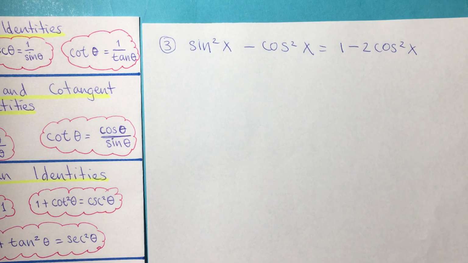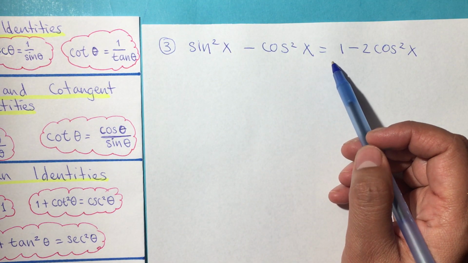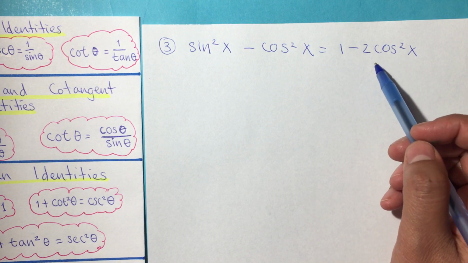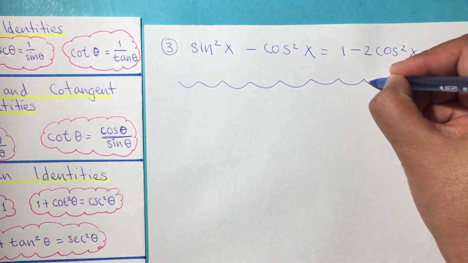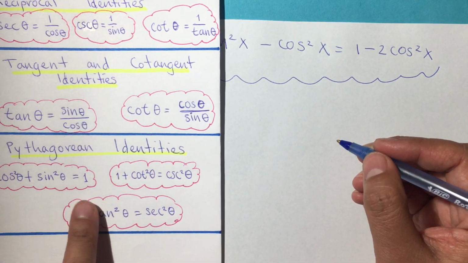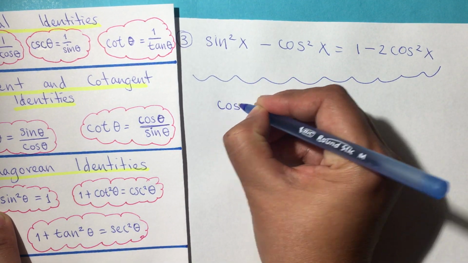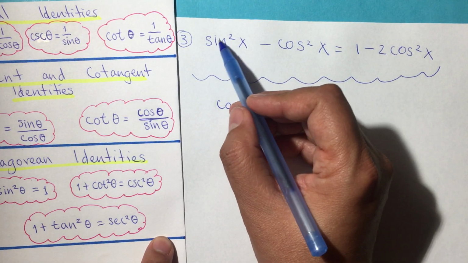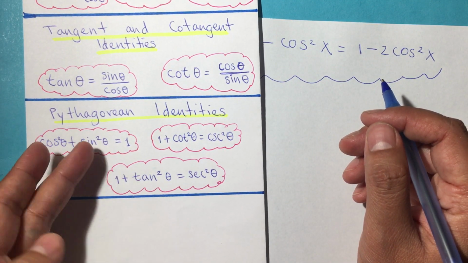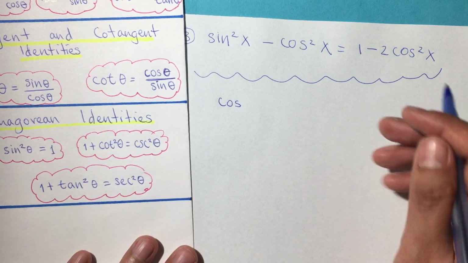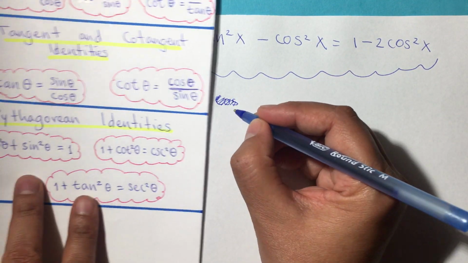Number 3, they're asking us to prove sine square of x minus cosine square of x equals 1 minus 2 cosine square of x. And so again, we have to start from our first proof of the Pythagorean identity, which is cosine. But you know what? Since I have sine square of x here first, you can just switch the order of this one and you will continue to have the same identity. Okay, so let me switch those.